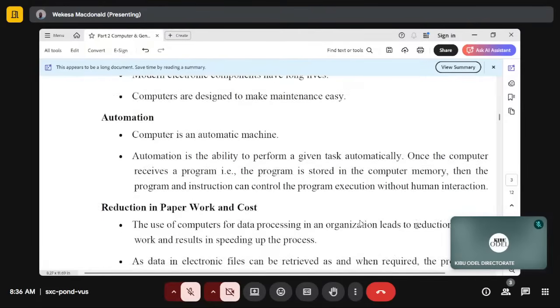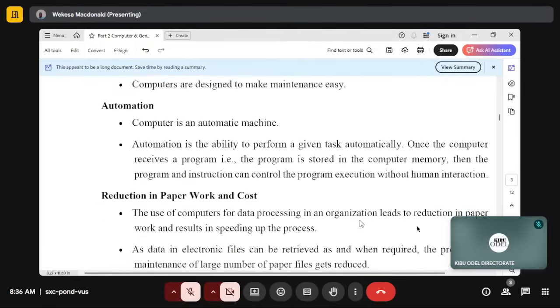Then we have the issue of automation. It's an automatic machine. Automation is the ability to perform a given task automatically. Once the computer receives an instruction, it uses those instructions in memory and controls the execution without human interaction.